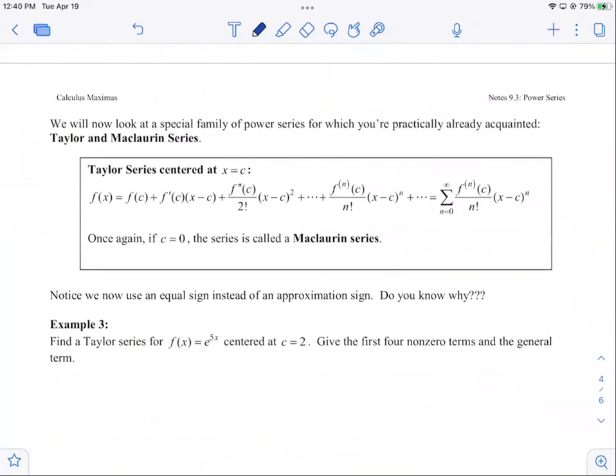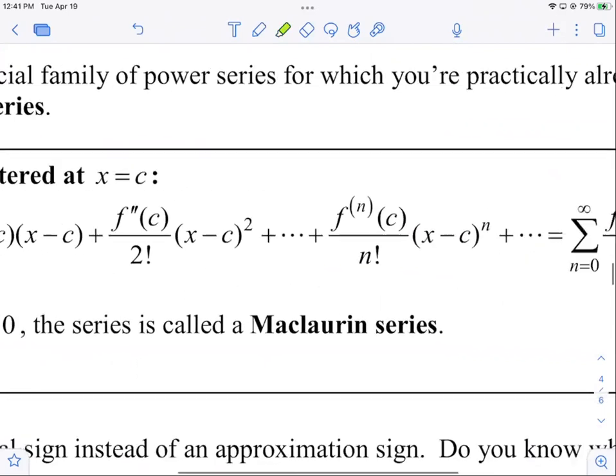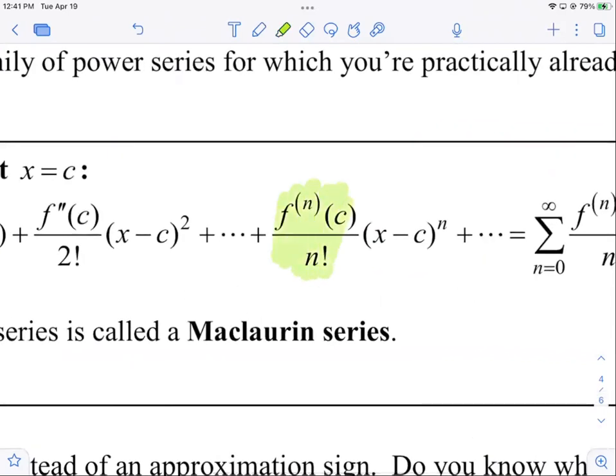We're now going to look at the special family of power series. Well, we've seen this before. For a Taylor series centered at x equals c, it has the same look as the Taylor polynomials. The only difference is we have infinitely many terms instead of a finite number of terms. And therefore, we say the function equals and doesn't approximate. And if c is 0, we call it the Maclaurin series. So once again, this right here is the nth term.